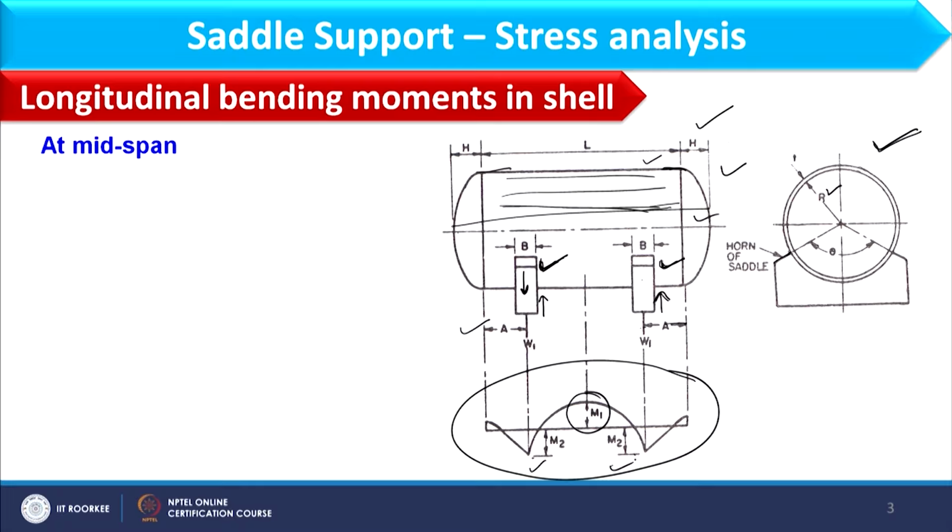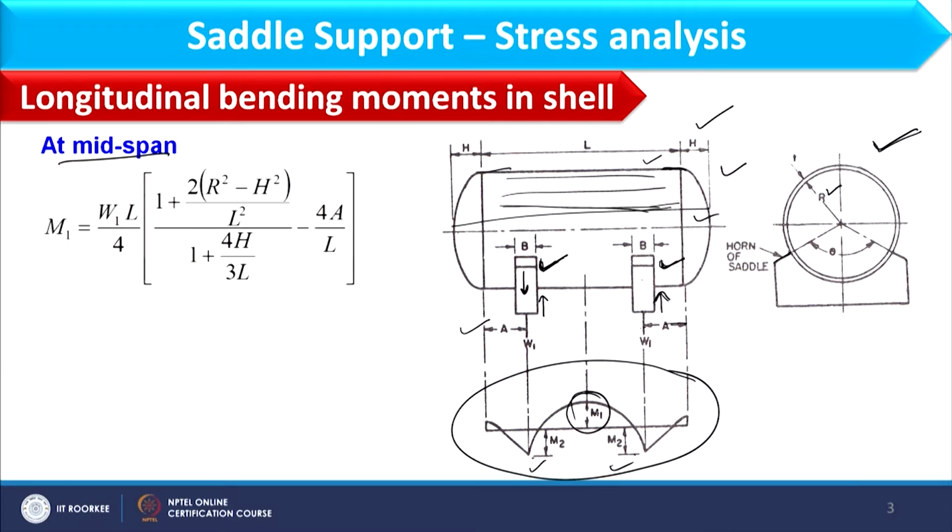At mid span, I am considering the center part where M1 will play its role and M1 will have the positive sign, and that would be denoted by M1 equal to W1 L by 4, where W1 is the weight on each saddle, times bracket 1 plus 2 (R square minus H square) by L square, divided by 1 plus 4 H by 3 L, minus 4 A by L. So, this is basically the moment at mid span.